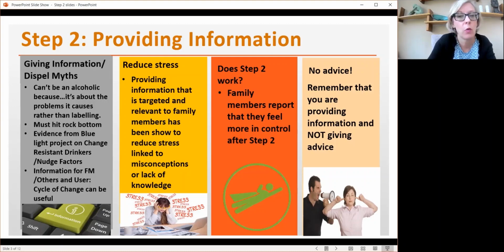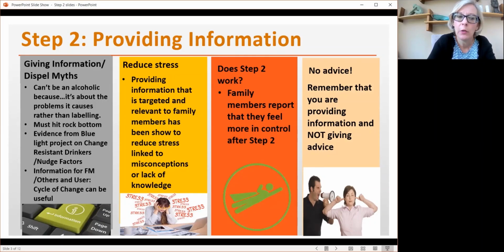Another myth is that one really can't do anything about the problem until the person themselves has hit rock bottom. But here again, our task is to provide information to show that people with even really serious problems can start to change if their situation changes, or sometimes small things change, and that's often what's called the nudge factor. Often providing information about the cycle of change can be really useful for affected family members. It can just help them see better where their relative is and how they might be changing.